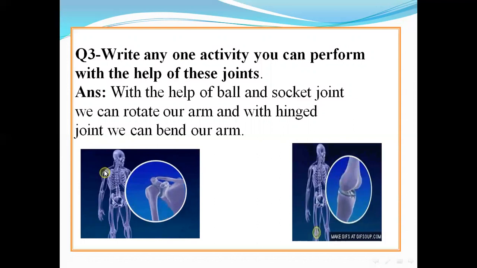Where do they find ball and socket joint? Ball and socket joint is found in your shoulder and your hip. Your hinge joint is found in your elbow and your knee. See the shape of hinge joint and how they move, and the shape of ball and socket joint and its movement. With the help of ball and socket joint, we can rotate our arm, and with the hinge joint, we can bend our arm. Keep remember, okay?